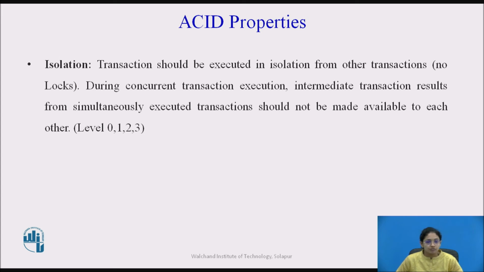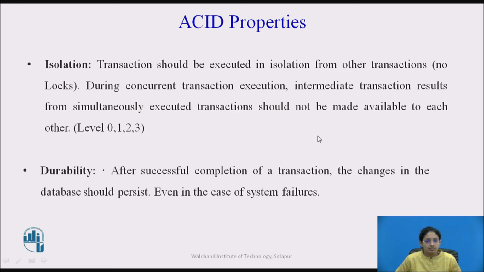Next is isolation. In market trading, a number of transactions are happening every minute. So, there are millions of transactions going on simultaneously, so there is a need for maintaining isolation between the transactions. During concurrent transaction execution, intermediate results from simultaneously executed transactions should not be visible to each other. So, if I am buying something on the trade market, then you cannot view my transactions. All the transactions should be isolated from each other.